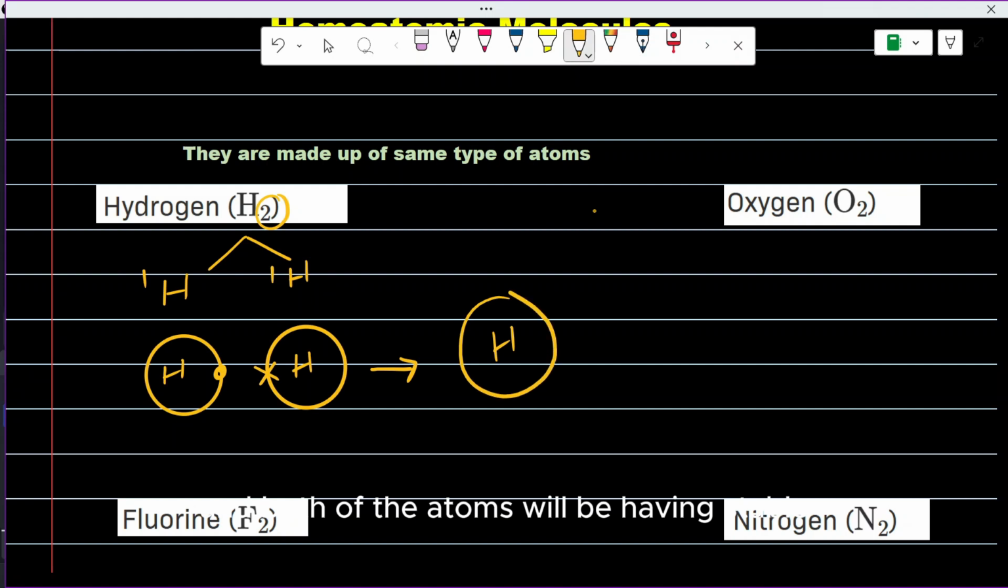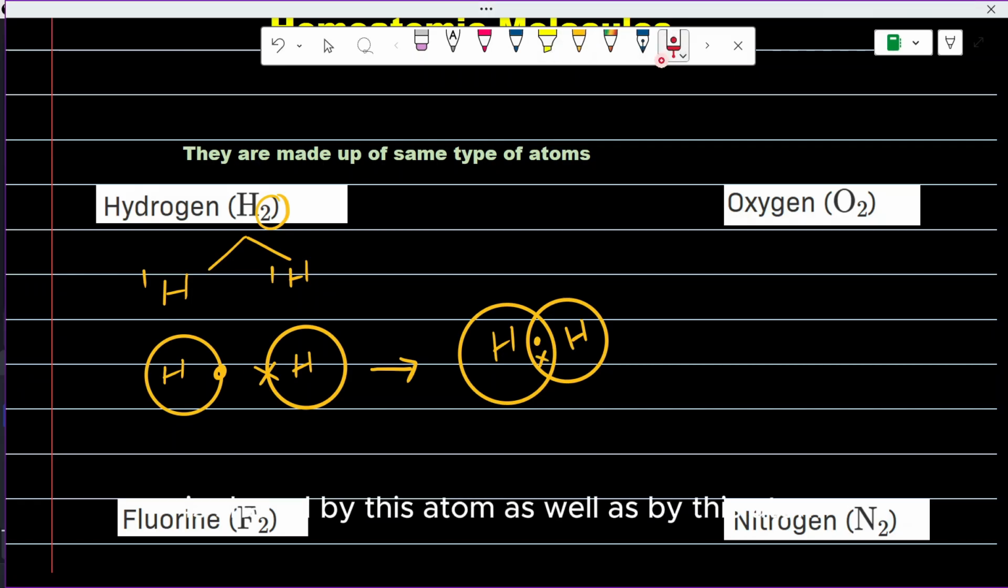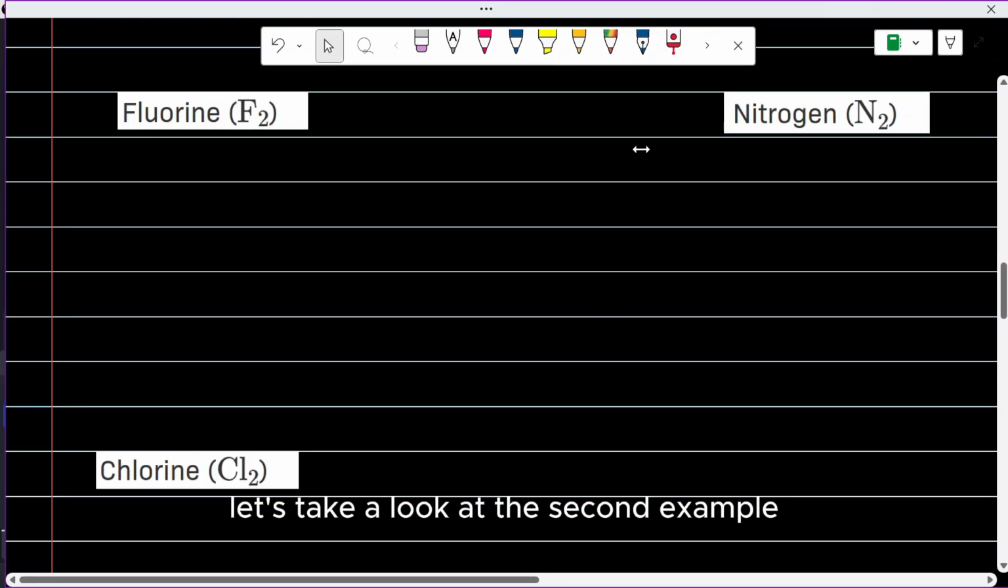have a stable noble gas configuration, because the first shell can have a maximum of 2 electrons. Remember that this shared pair of electrons is shared by this atom as well as by this atom. So you need to count the number of electrons at the end. Let's say for this hydrogen atom we have 2 electrons, and for this hydrogen atom we have 2 electrons. It means that both are stable and both are following the stable noble gas configuration. Let's take a look at the second example.